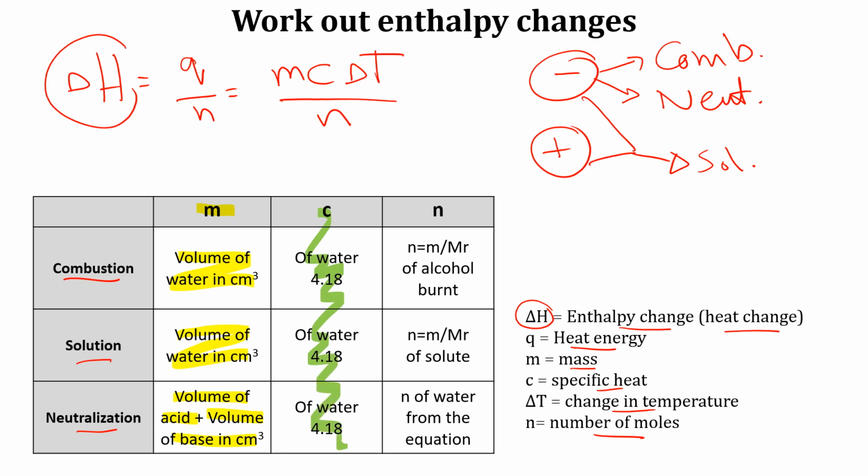For n, it is a little bit different. For the combustion, it is the same: n should be for the source of heat. What is the source of heat in the combustion reaction? It is the alcohol parent, so it is the number of moles of the alcohol. What's the source of heat for the solution reaction? It is the solute, the substance that will dissolve in the solvent. What's it for the neutralization reaction? It is the number of moles of water from the equation. So I have to write an equation to figure out the number of moles of water produced from the acid-base reaction.